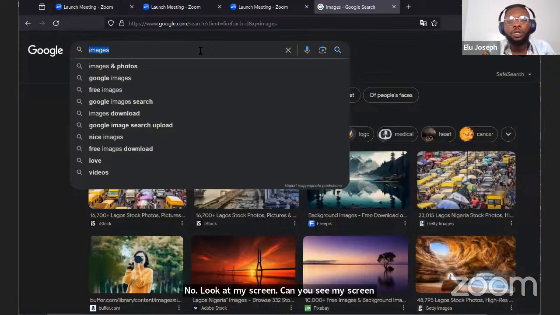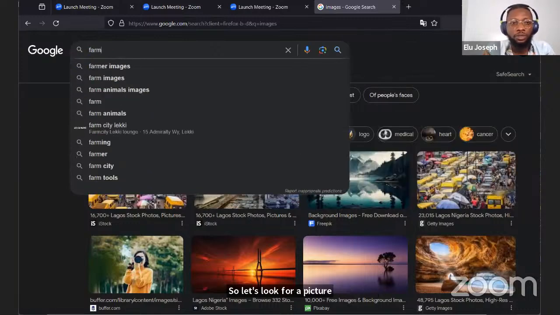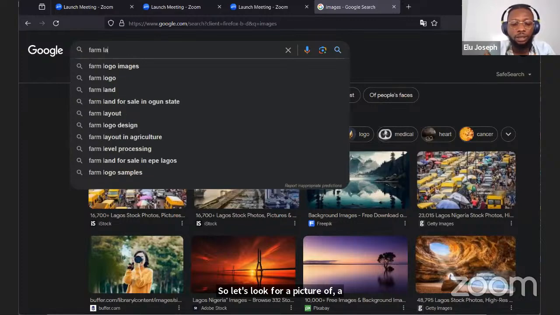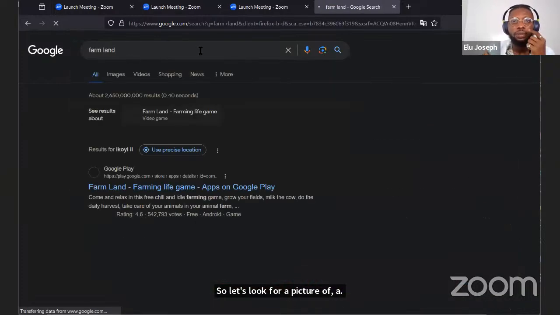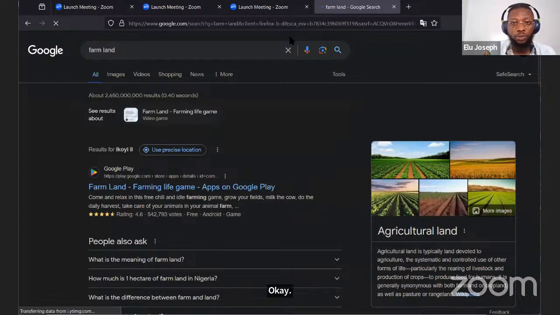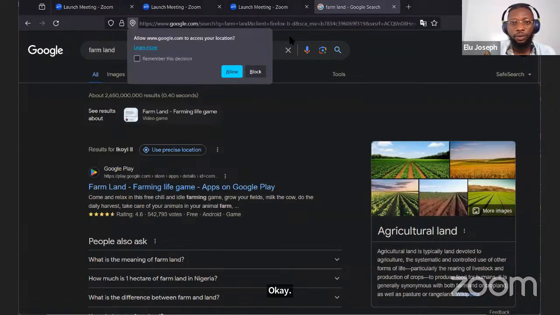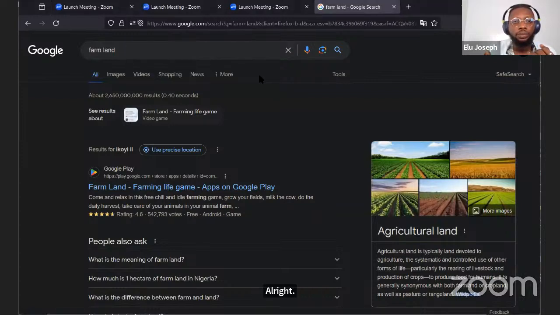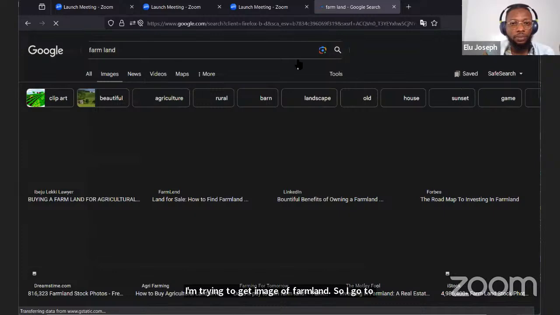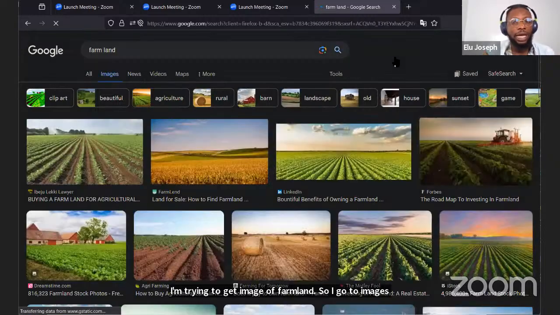So let's look for a picture of a farmland. Now, this is Google, right? And I'm trying to get images of farmland. So I go to images and it brings up this many options.